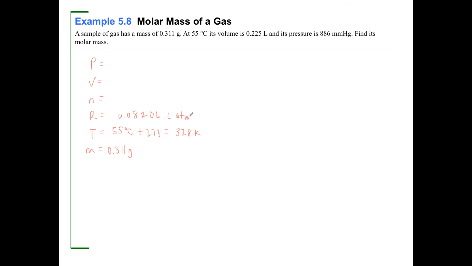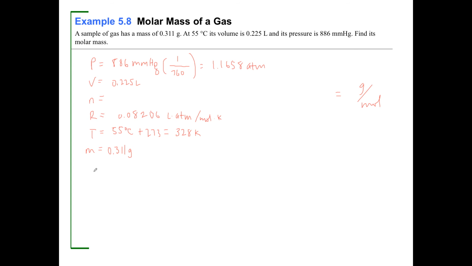R is 0.08206 liter atmospheres per mole Kelvin. I've got my volume too, 0.225 liters. And its pressure is 886 millimeters of mercury. 886 divided by 760 equals 1.1658 atmospheres. Can you see how I'm just going to calculate moles and then get my grams per mole? Like that's ultimately what I'm going for, right? Grams per mole.